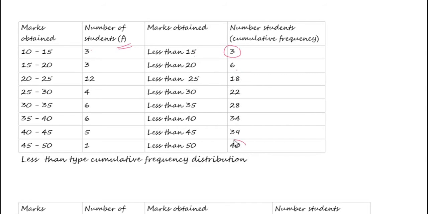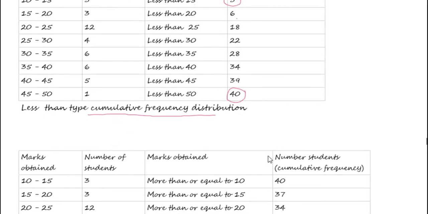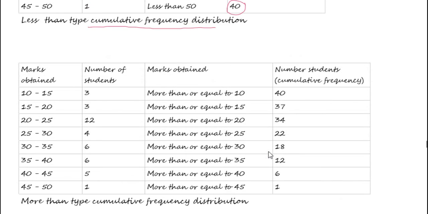What this means is 40 students have scored less than 50. That is the upper limit of this class. That means nobody has scored 50. This kind of frequency distribution is known as less than type cumulative frequency distribution. One more type of frequency distribution is known as more than type of cumulative frequency distribution. Here the order is reversed.